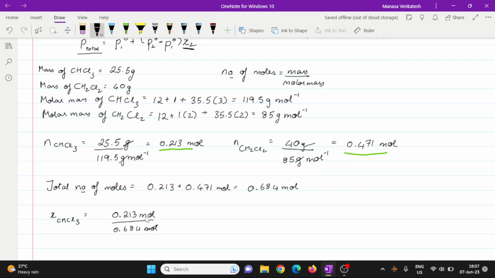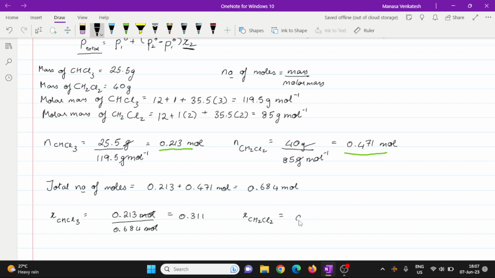And obviously this gets cancelled, and mole fraction does not have a unit. We did discuss that in the beginning of this chapter, and this, when simplified, gives us 0.311. Now you can either do 1 minus 0.311 to get the value of CH₂Cl₂, or you can actually calculate it, whichever is easy. Personally, I think subtracting from 1 is easier, because at the end of the day, the total mole fraction for a particular solution is going to be equal to 1.